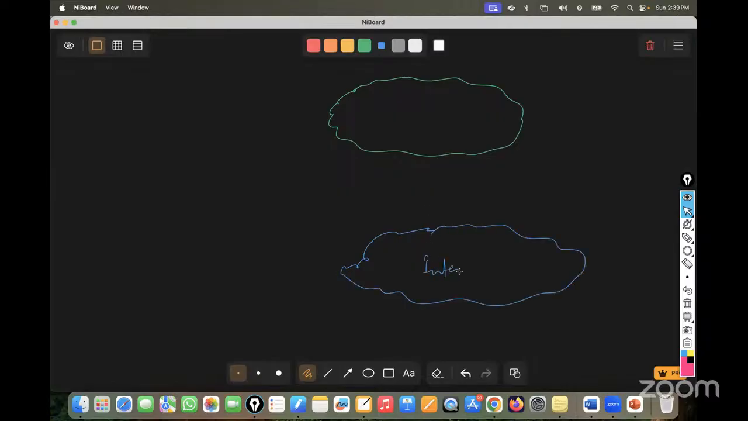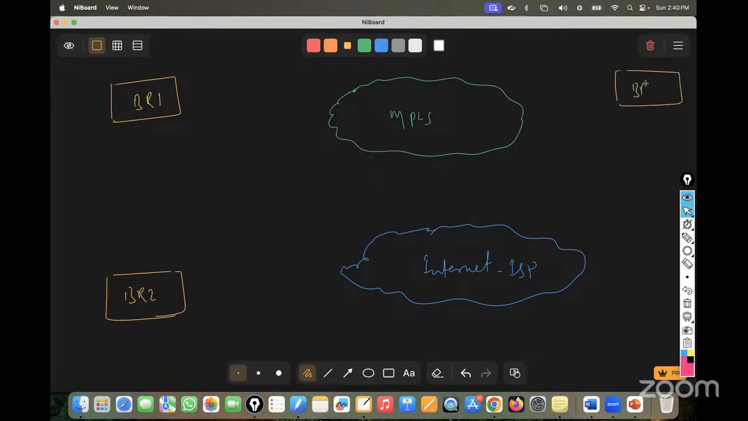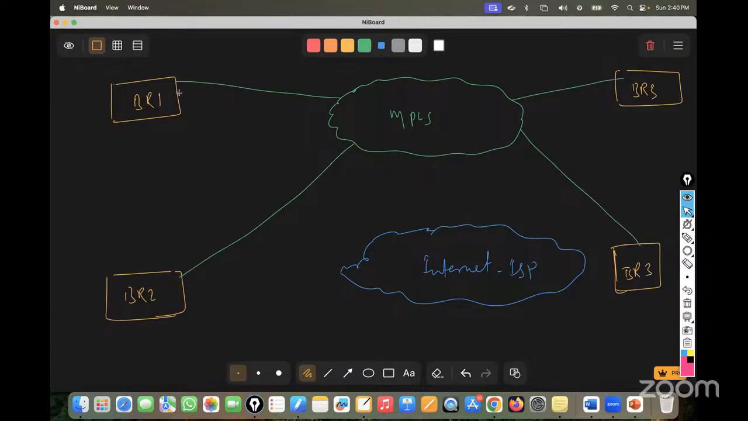This is going to be my internet ISP. This is going to be my MPLS ISP. I have branch 1 here, I have branch 2, and let's take an example, I have branch 3. They might be going to get the circuits from all locations, and this is going to take a location from all locations.